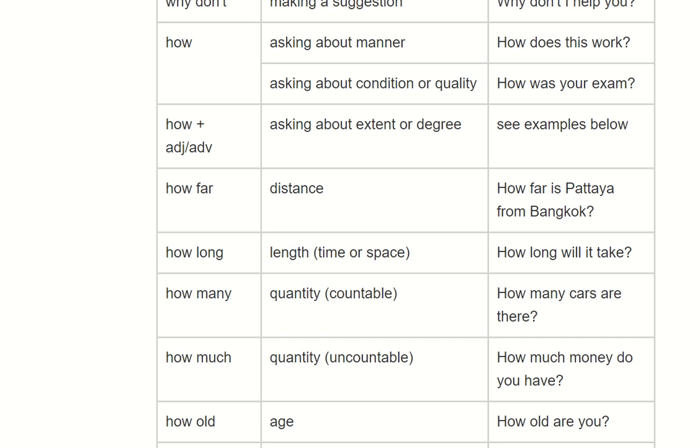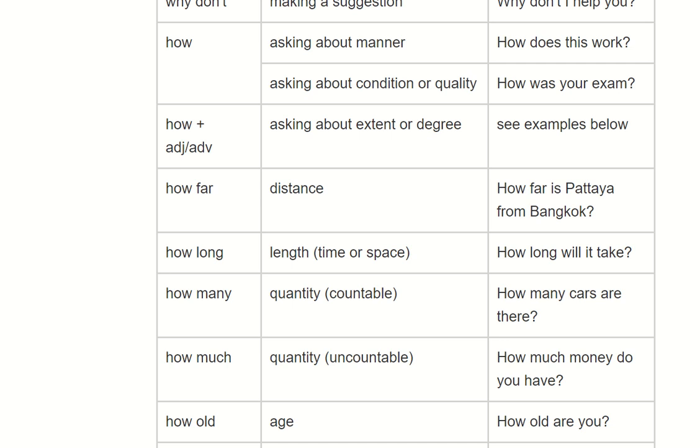Okay, next one is how. And we use how, for example, how does this work, in order to ask about manner. You want to know something, how does something work? We use the word how. Or we want to know more about the condition or quality of something, of your day, or of the examination, or the trip. How was your trip just now? So we use how in order to ask about the condition or quality of your trip or of your exam. How was your exam just now?